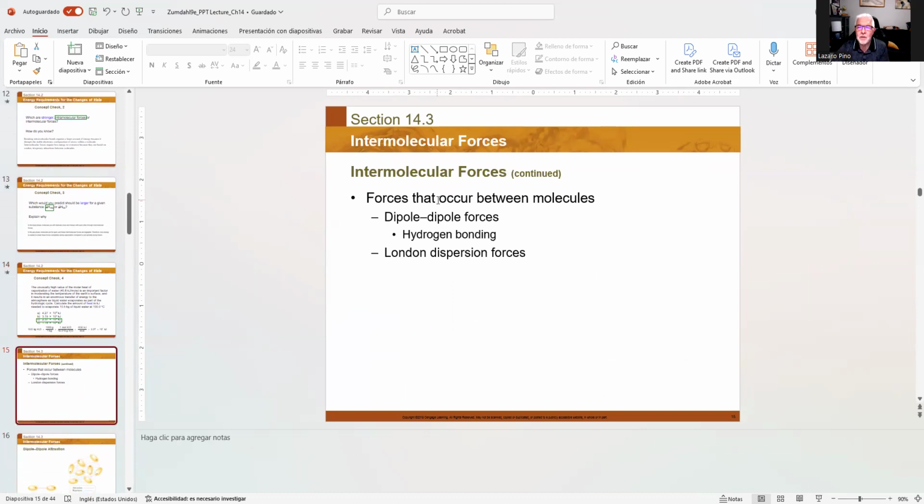Intermolecular forces are forces that occur between molecules. We have two types: the dipole forces, which in this case include hydrogen bonding, and the London forces, which are typical of molecules that are not polar, even though polar molecules can also have London dispersion forces, but they are very weak if we compare, for example, with hydrogen bonding.